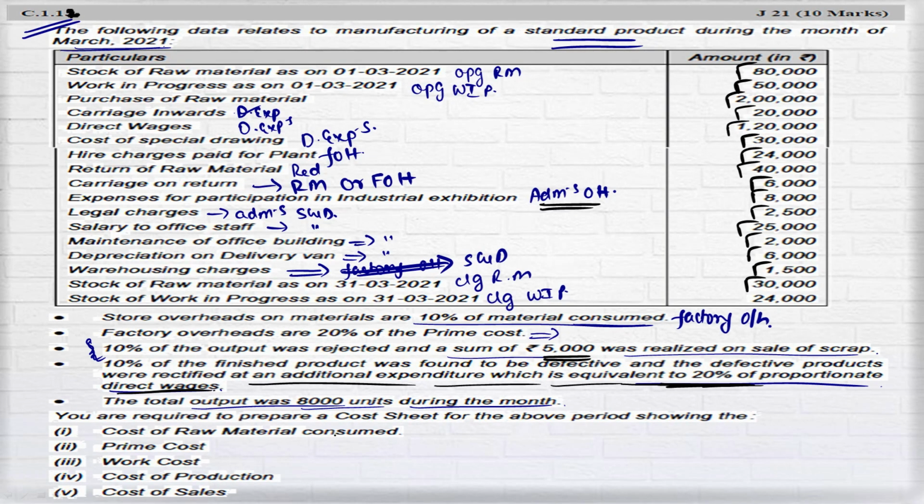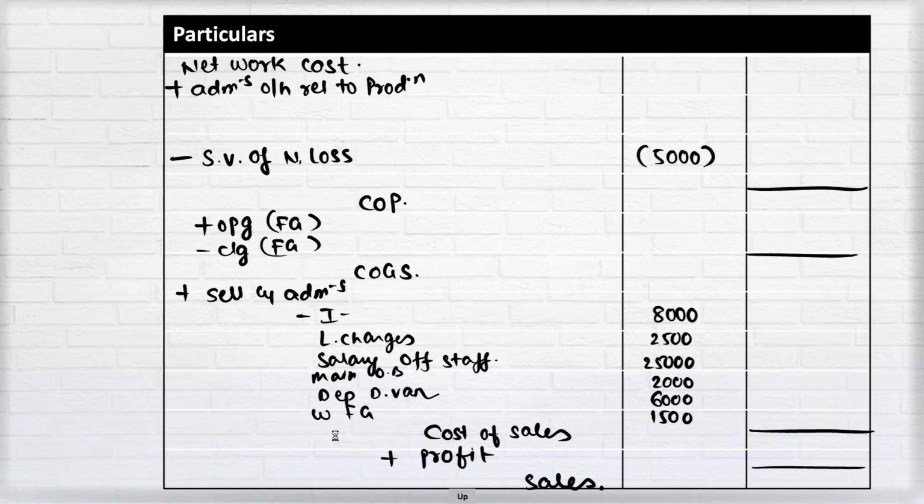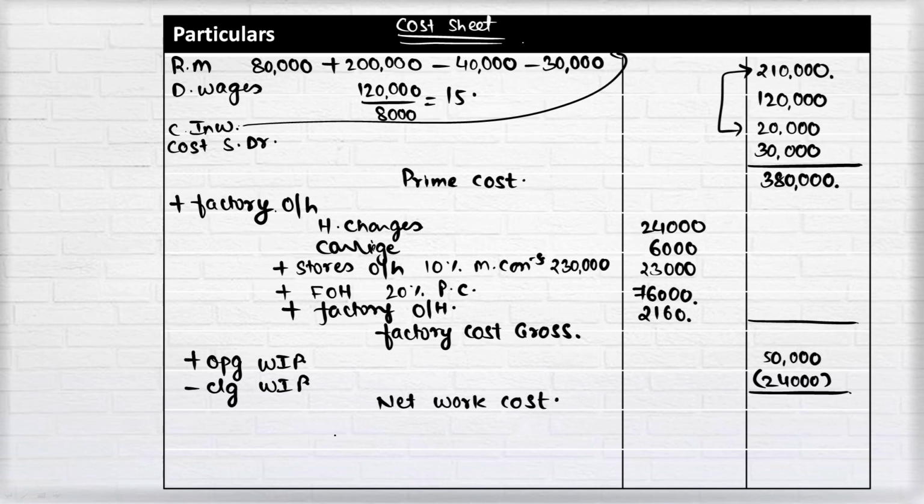Total output is 8000 units. They have not given anything regarding how many units are sold, right? Yes. So there will be no opening and closing stock.